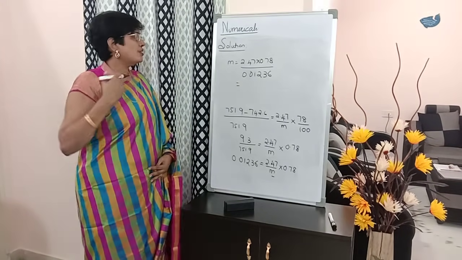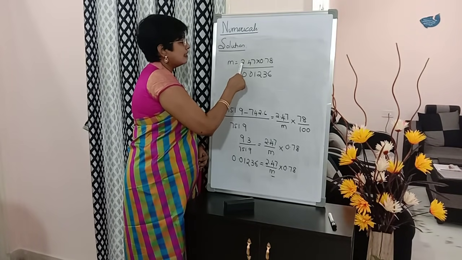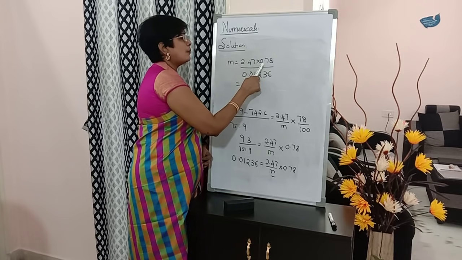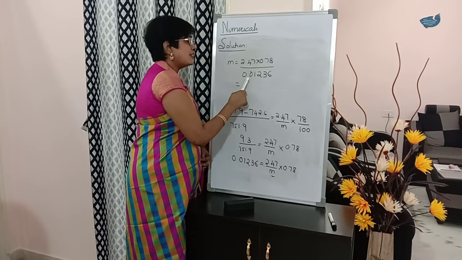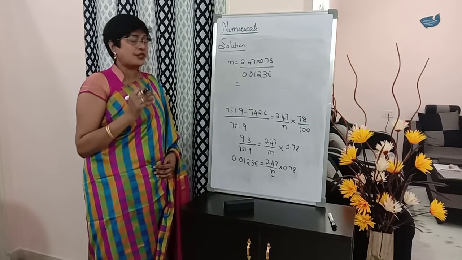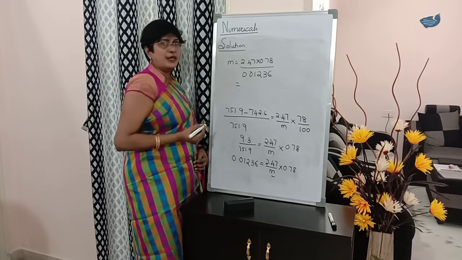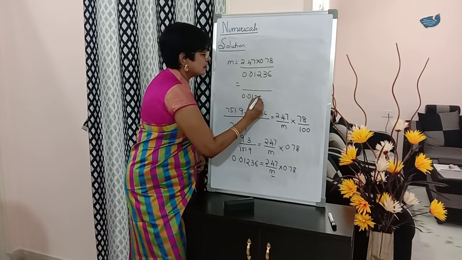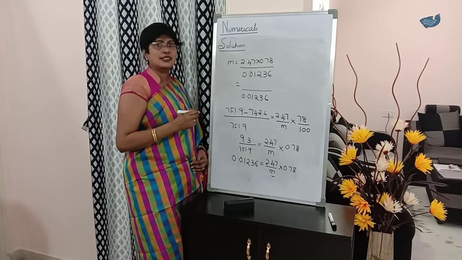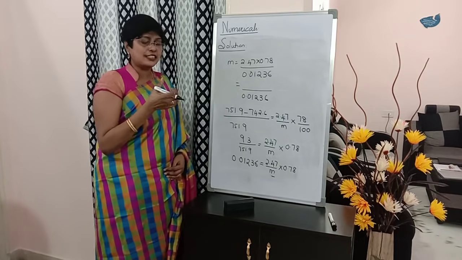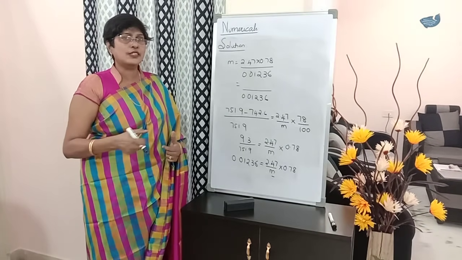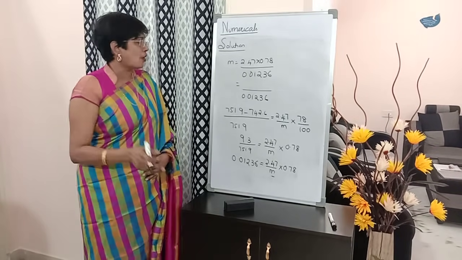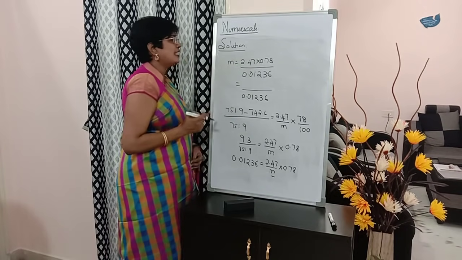Girls, see one thing I want to tell you. When it is like this, 2.47 into 0.78 divided by 0.01236, don't do it like that. What you do is separately multiply the numerator. Write down the value here, then write the denominator, then divide. Students, don't do it directly in the calculator, like we chat in WhatsApp, 2.47 into 0.78 divided by 0.012. Don't do like that. Sometimes you might go wrong. First multiply the numerator separately.